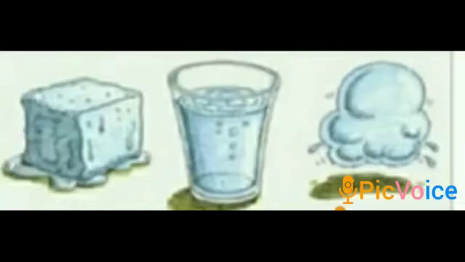Ice is solid and water is liquid. And water vapor is the gaseous form of water. Children, water can change its form also. Water freezes into ice when you cool it. Then when you bring it out of the freezer, what will happen? It will change into water. Heat makes ice melt into water.